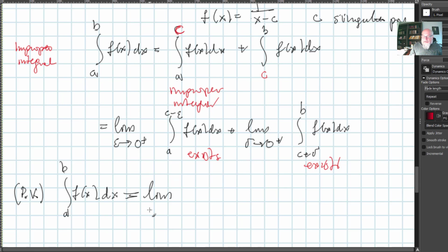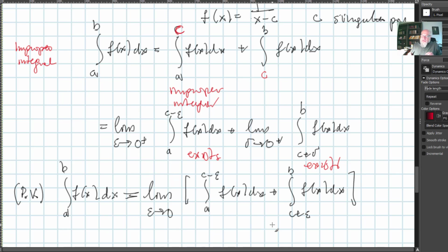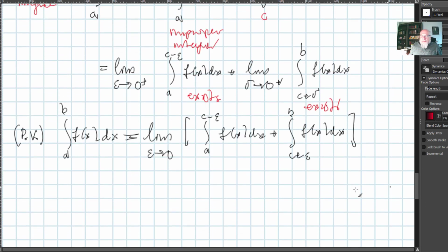Namely, I put epsilon going to 0, and then you put the integral from a to c minus epsilon of f of x dx plus the integral from c plus epsilon to b of f of x dx. So we still split it, but that's the one limit. And then in many cases, like in the case of that example, take the principal value as an example.